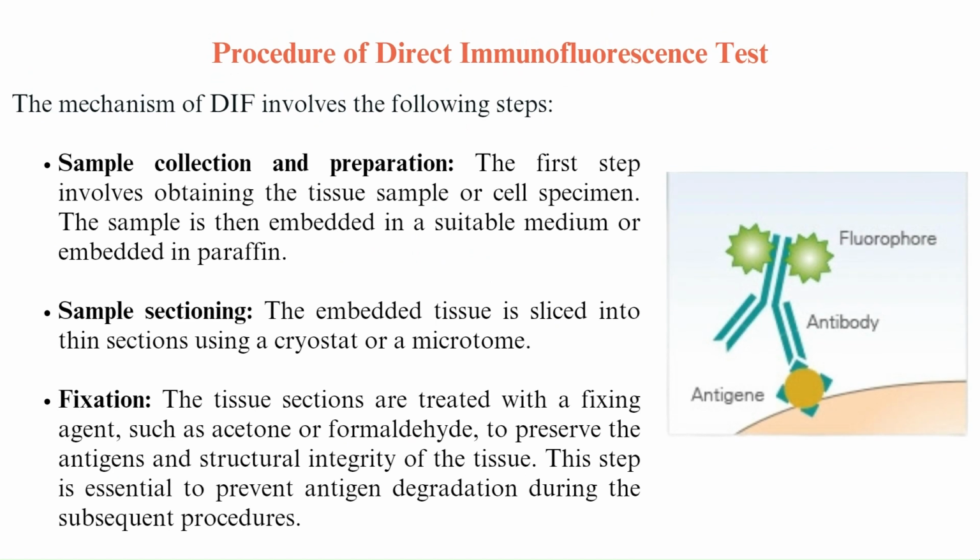The mechanism of DIF involves the following steps. Sample collection and preparation. The first step involves obtaining the tissue sample or cell specimen. The sample is then embedded in a suitable medium or in paraffin. Sample sectioning. The embedded tissue is sliced into thin sections using a cryostat or a microtome. Fixation. The tissue sections are treated with a fixing agent, such as acetone or formaldehyde, to preserve the antigens and structural integrity of the tissue. This step is essential to prevent antigen degradation during the subsequent procedures.